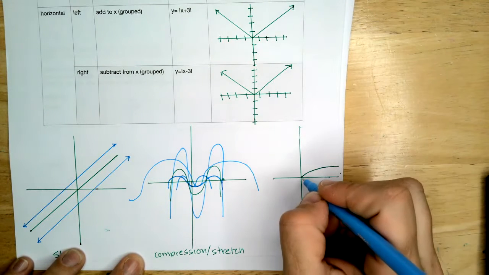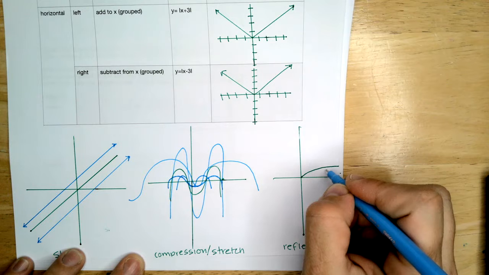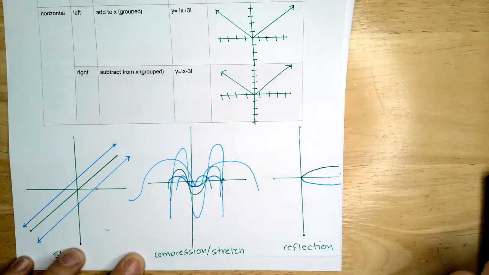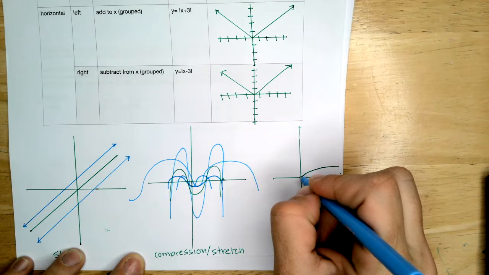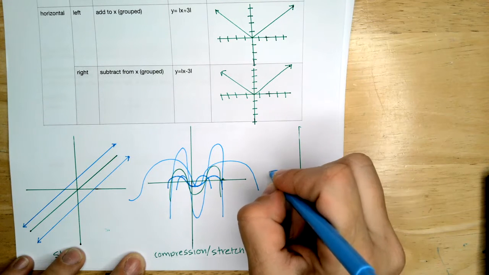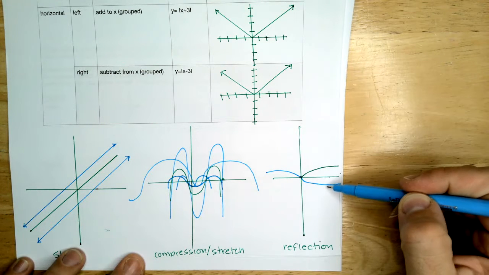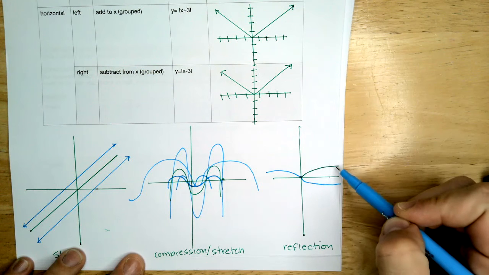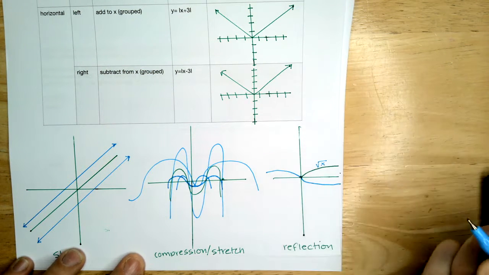And then reflection just means you're taking either all of your x values and making them negative or the opposite, or taking all of your y values and making them the inverse of the original. So this would be the inverse y values. These would be the inverse x values of this equation, which is probably the square root of x.